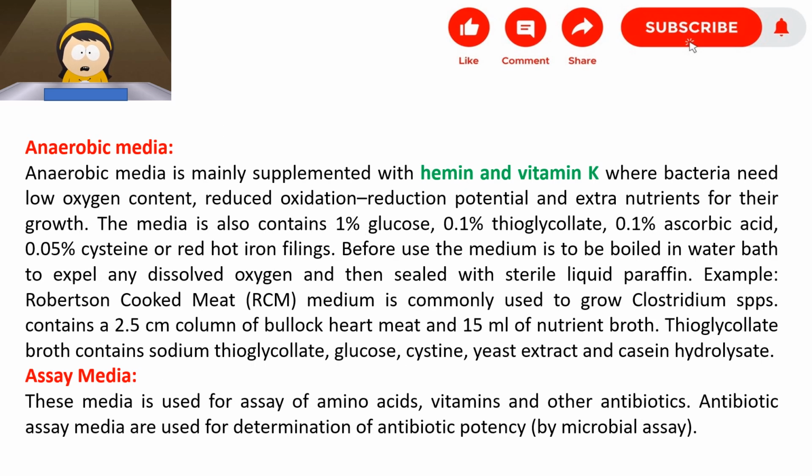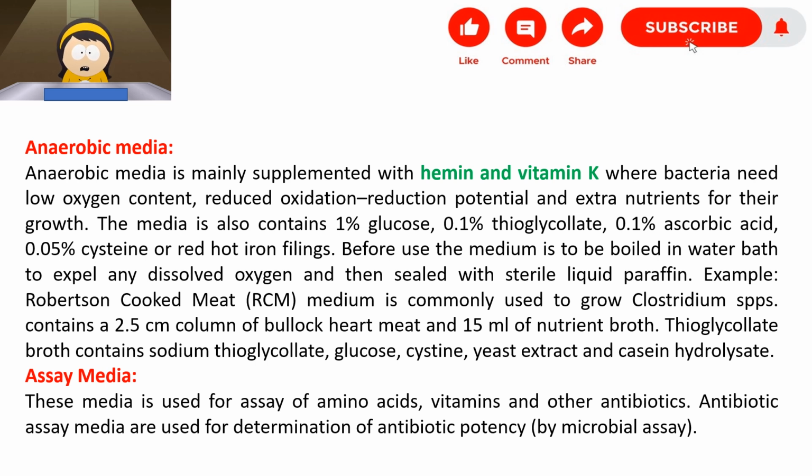Anaerobic media. Anaerobic media are mainly supplemented with hemin and vitamin K, where bacteria need low oxygen content, reduced oxidation reduction potential and extra nutrients for their growth. The media also contain 1% glucose, 0.1% thioglycolate, 0.1% ascorbic acid, 0.05% cysteine or red-hot iron filings.